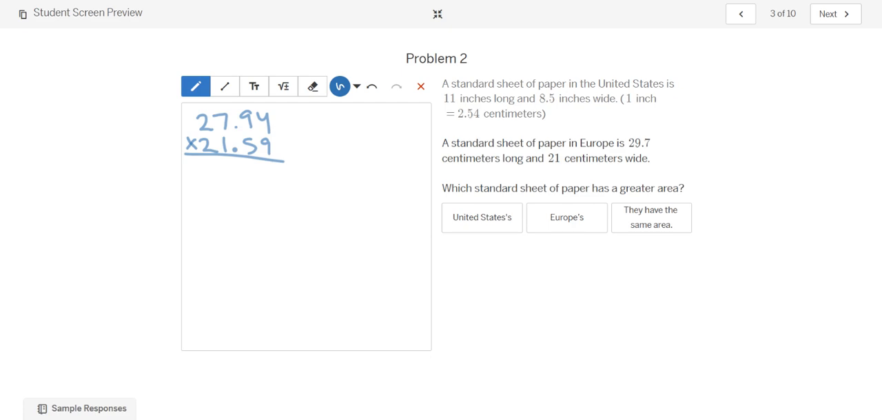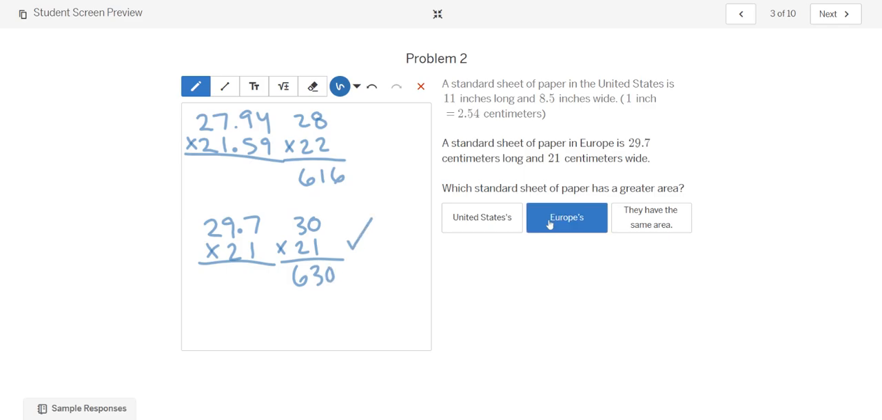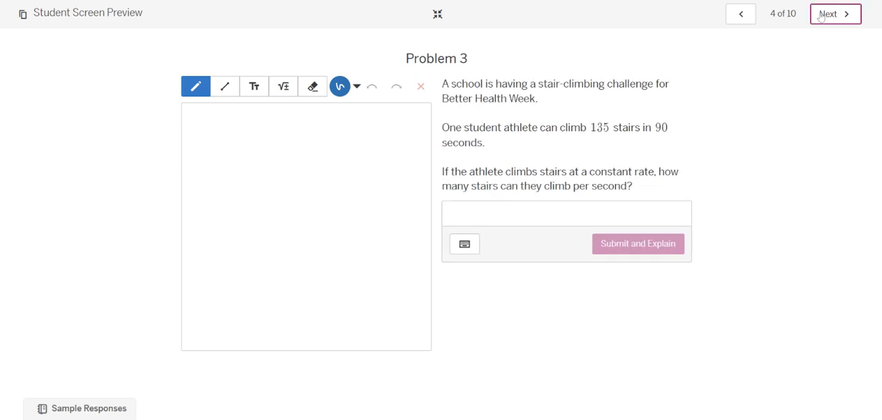And so I actually broke this one down to be like 28 and this to be 22. And then I looked it up in my multiplication table. It said 616. And then the European one is 29.7 by 21. And again, I just did 30 and 21, and that was on my multiplication chart. And it says 630. So I've got that Europe's is bigger. If you've got a multiple choice question, you only have to do it enough to get the right answer. Don't keep going out a million decimal places.